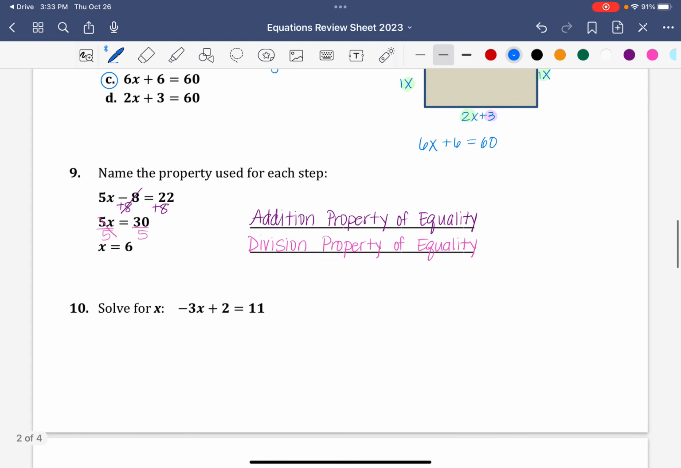All right, number 10. So here we just have a 2-step equation. I'm going to subtract the 2 over to the other side of the equation. So negative 3x equals 9. I'm going to divide both sides by negative 3. And we get x equals negative 3.